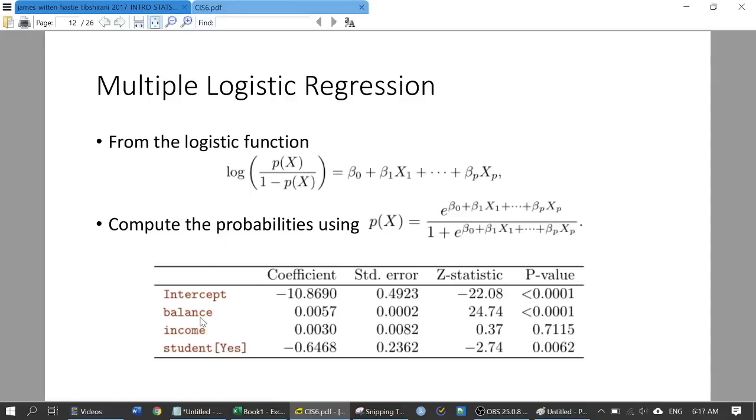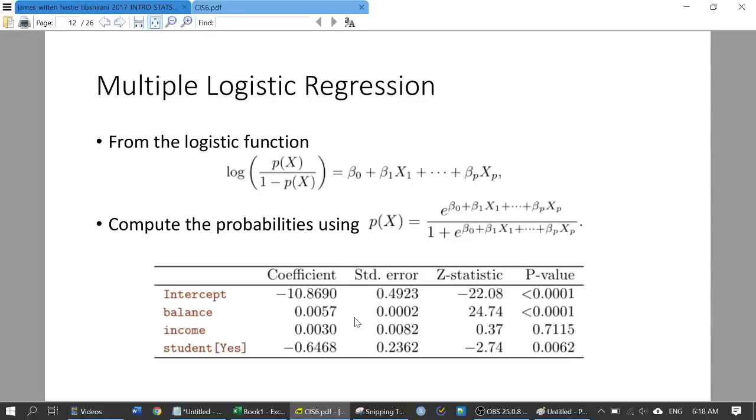Okay, let's say instead of just having the balance, we also include another variable which is income, and also the status. The status here is actually a dummy variable. Dummy means that it is equal to 1 if this is a student and equal to 0 if this is not a student. So we can see that the balance is significant. The income is not significant, as we expected when we looked at the scatter plot just now. And the status of a student, sorry, the p-value is actually significant.